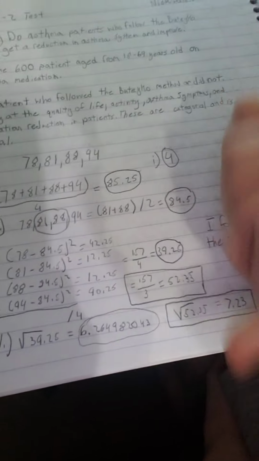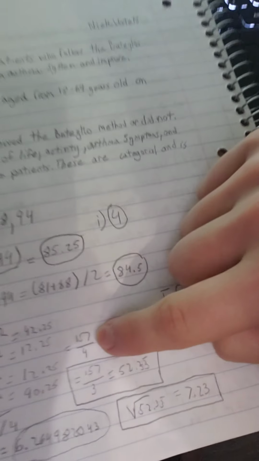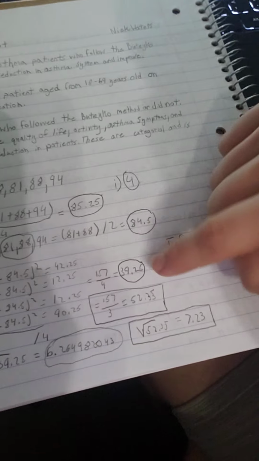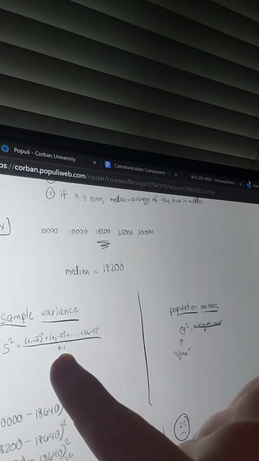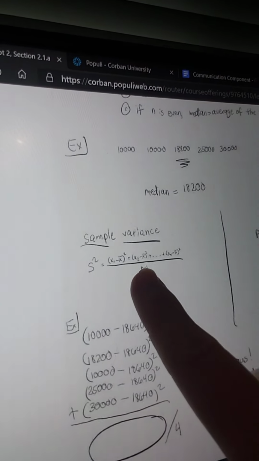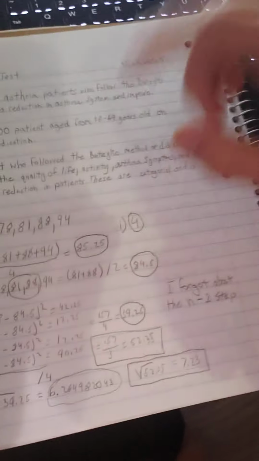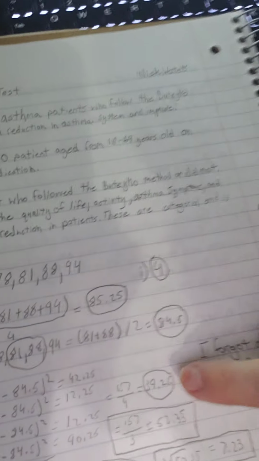The answer for all of these was 157 for me. That's the number I got at first, but what I didn't do right is I was missing a step. I forgot that when you do this equation, as you can tell right here, there's the n minus 1, and that means you take your sample, which is 4, and you minus 1, so it's 3. I thought it was 4, but it's actually 3. I went through and fixed it afterwards, but this is my original answer.